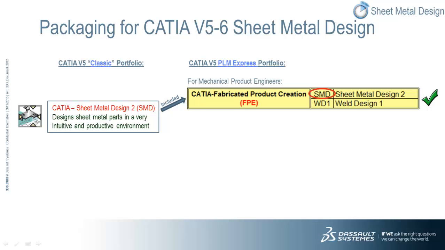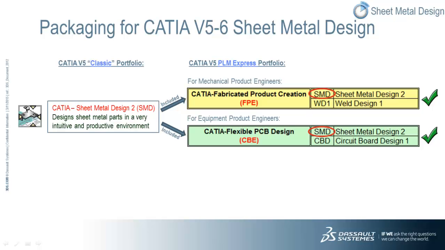The second option is to buy CATIA Fabricated Product Creation, or FPE, within the CATIA V5 PLM Express portfolio as an add-on product. In this manner, it can be added to any existing CATIA V5 PLM Express CAT configuration. FPE includes both CATIA sheet metal design and CATIA weld design.